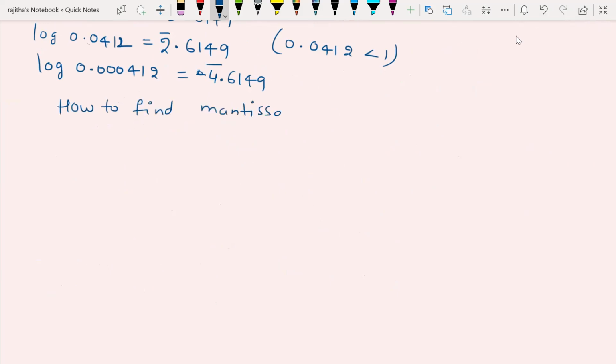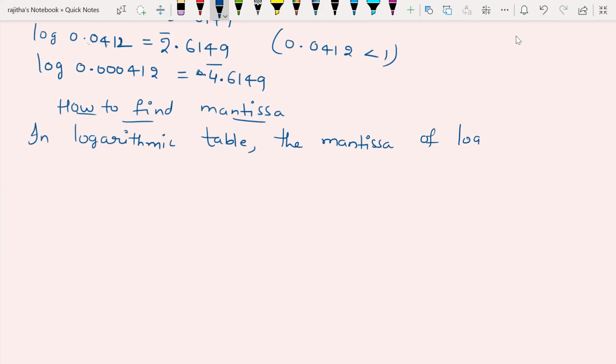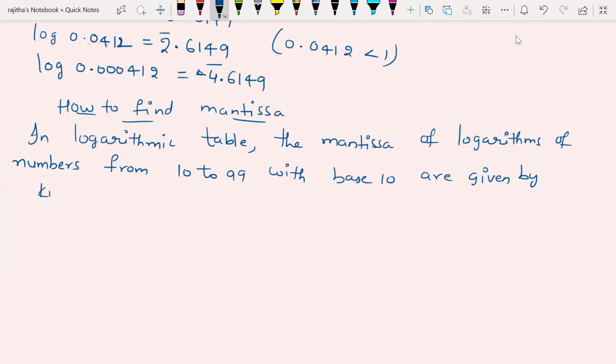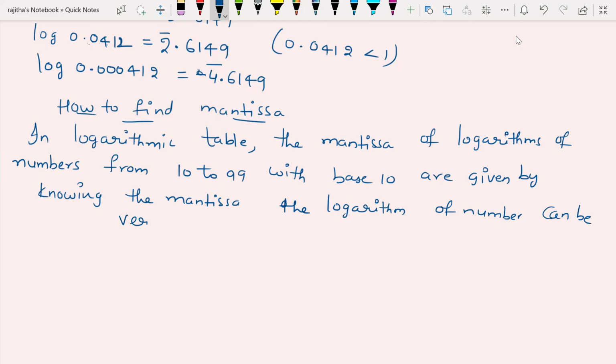How to find the mantissa. Here, mantissa is nothing but, in the logarithmic table, the mantissa of logarithms of numbers from 10 to 99 with base 10 are given. Knowing the mantissa, the logarithm of a number can be very easily determined.